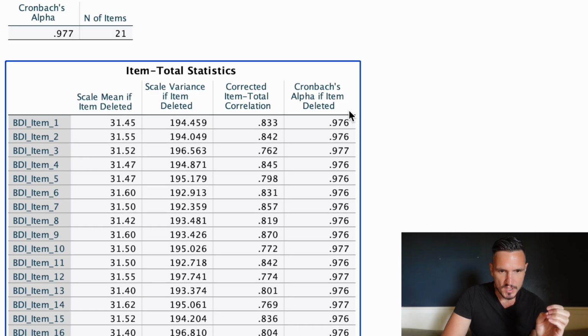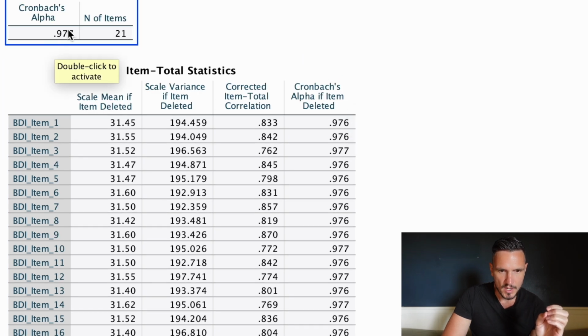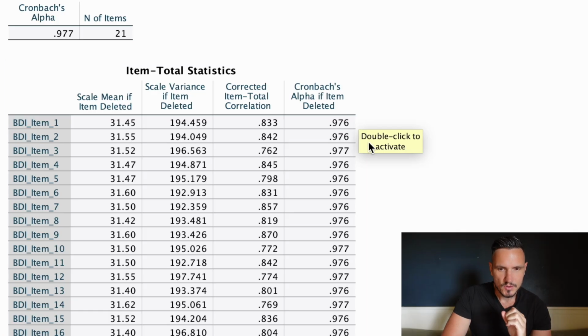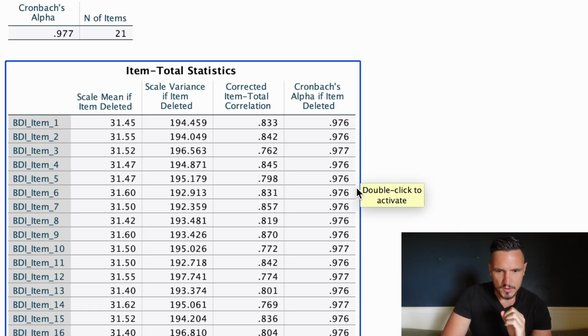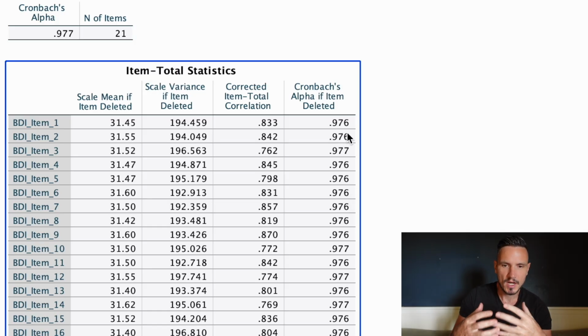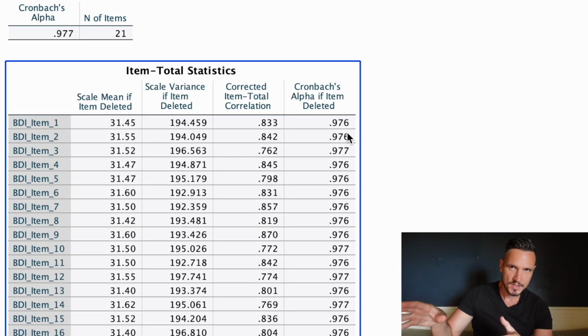So if we look at this table here, and if we look at this Cronbach's alpha if item deleted column, we can see what would happen to this value here if we removed any one of these items from the measure. So we can see that in every case we have a value of 0.976 or 0.977. So removing any of these items wouldn't have a positive effect on this number. Usually it's advisable to keep items in if you can, as that would allow you to make comparisons between the results of your study and other studies that have used this measure using all of the items.